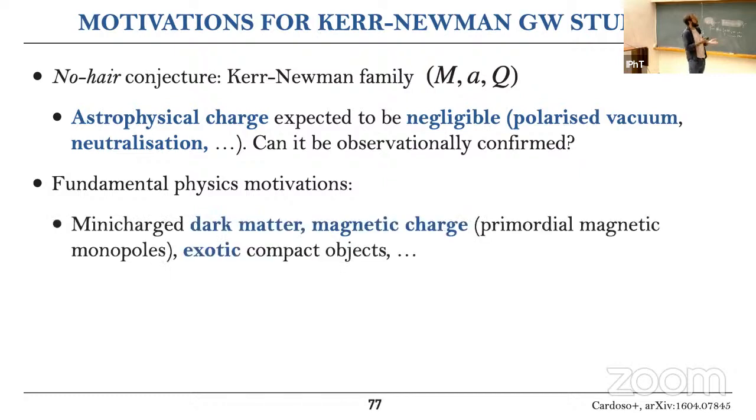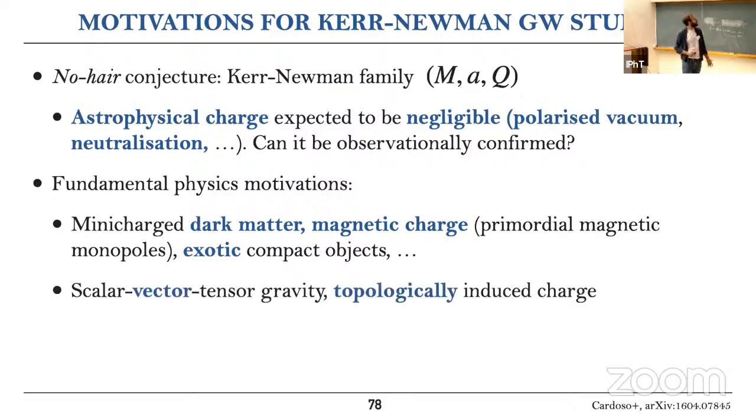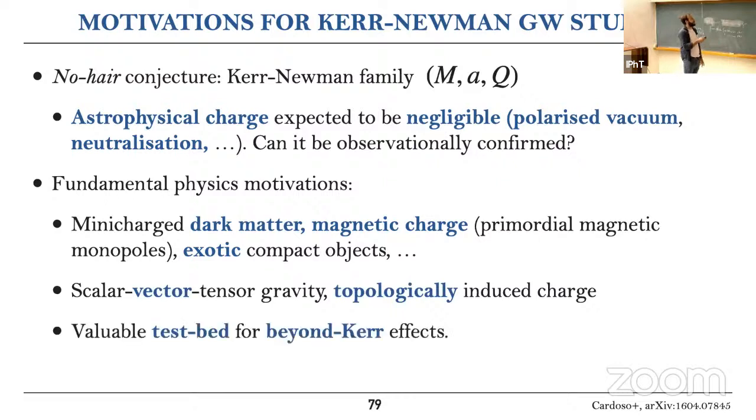And also, there are fundamental physics motivations. There are models of mini-charged dark matter. There could be magnetic charge, right? You could have primordial magnetic monopoles, which are very heavy, and so this will give magnetic charge to black holes. And then you can have exotic compact objects, which in principle might be charged. And there is, of course, scalar-vector-tensor gravity and topologically induced charge, many things. But in general, it's a very valuable test bed for beyond Kerr.